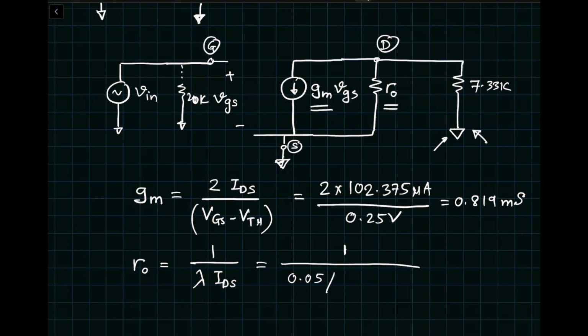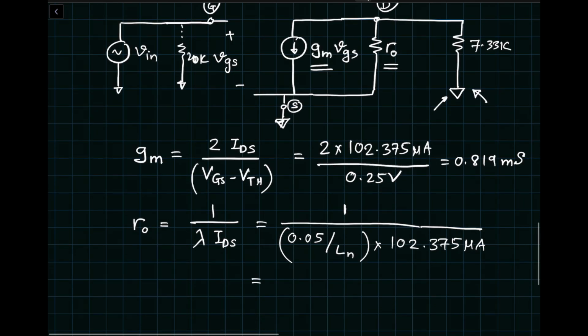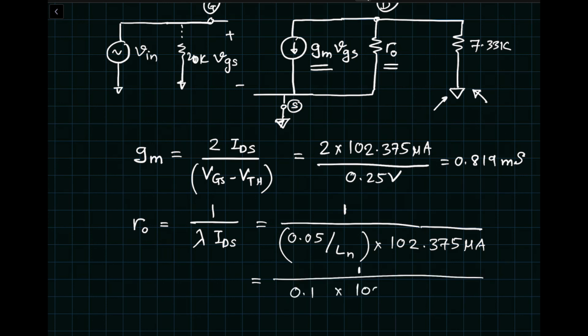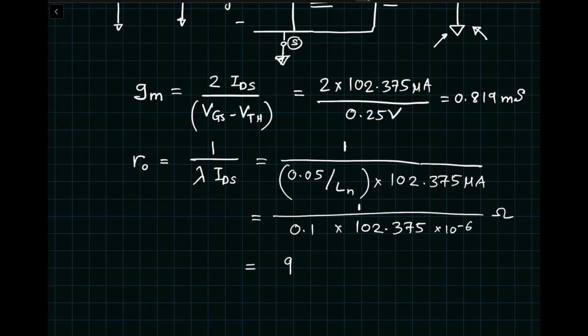That is 0.05 divided by Ln times 102.375 microamps. Since we said Ln is 0.5 micron, the value for lambda becomes 0.1, multiplied by 102.375 times 10 to the power minus 6 over here, and this should be in ohms. That will be equal to 98 kilo ohms.